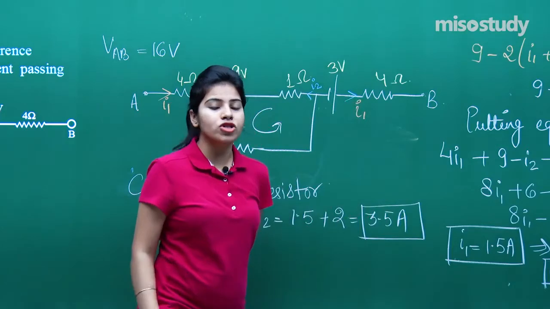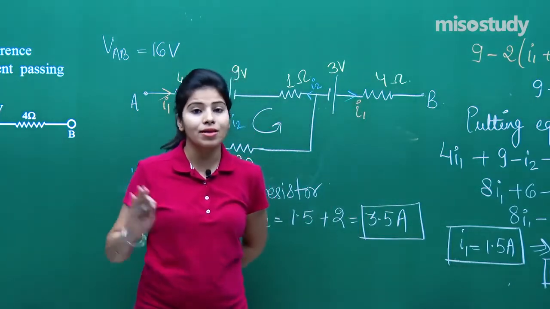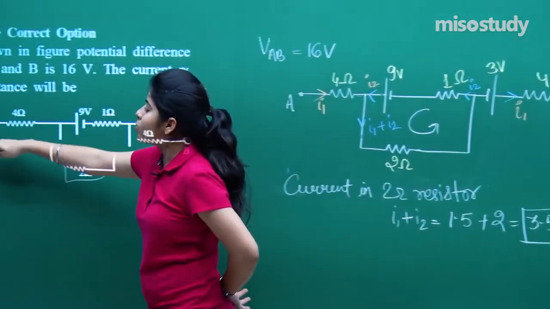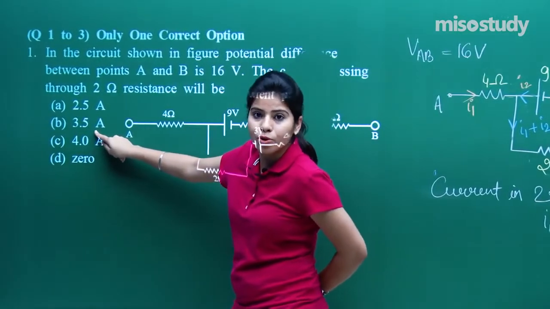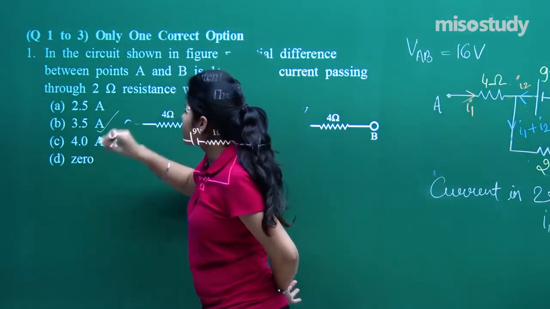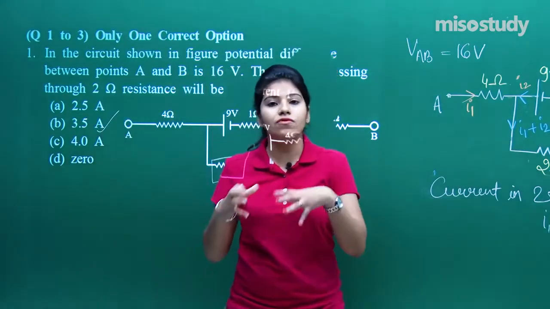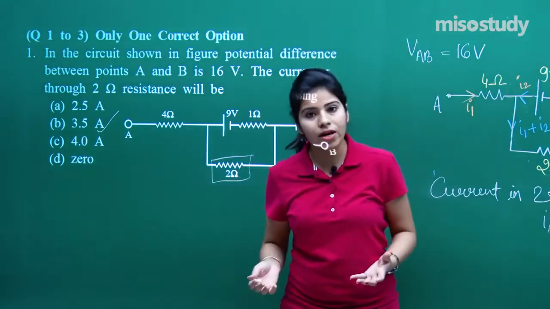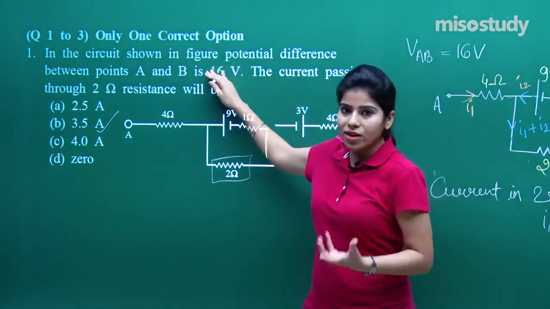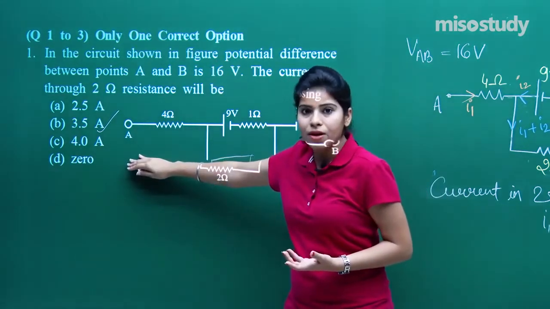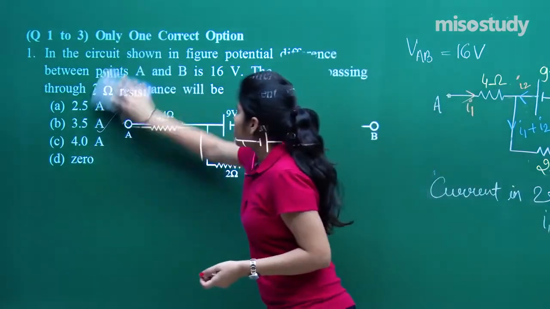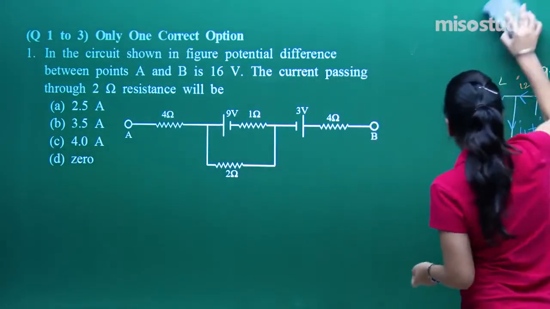Okay, so now we have to check whether this is an option available in the question. I can see that option B has been provided as 3.5 ampere, and that must be the correct answer because we started with the correct approach and reached the correct answer. Alright, this was question number 1, which has only one correct option, which is 3.5 ampere. Now we will move towards the next question, question number 2.